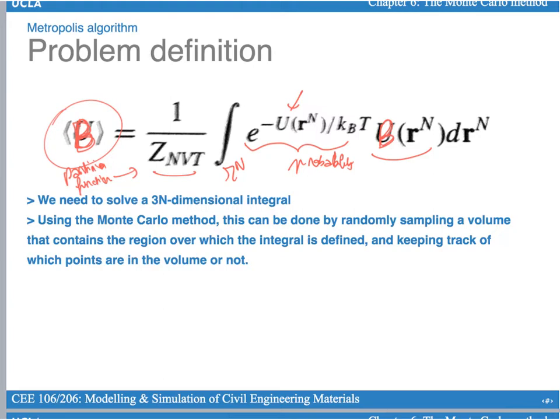So in theory, this is something that you can do with the Monte Carlo algorithm, because the Monte Carlo algorithm can be used to calculate the value of an integral. We could do exactly the same thing that we did to calculate the integral of the logarithm of x between 1 and 4. We just generate some random numbers, and we check whether they are inside or not of this integral. And based on this, we can calculate the value of the integral.